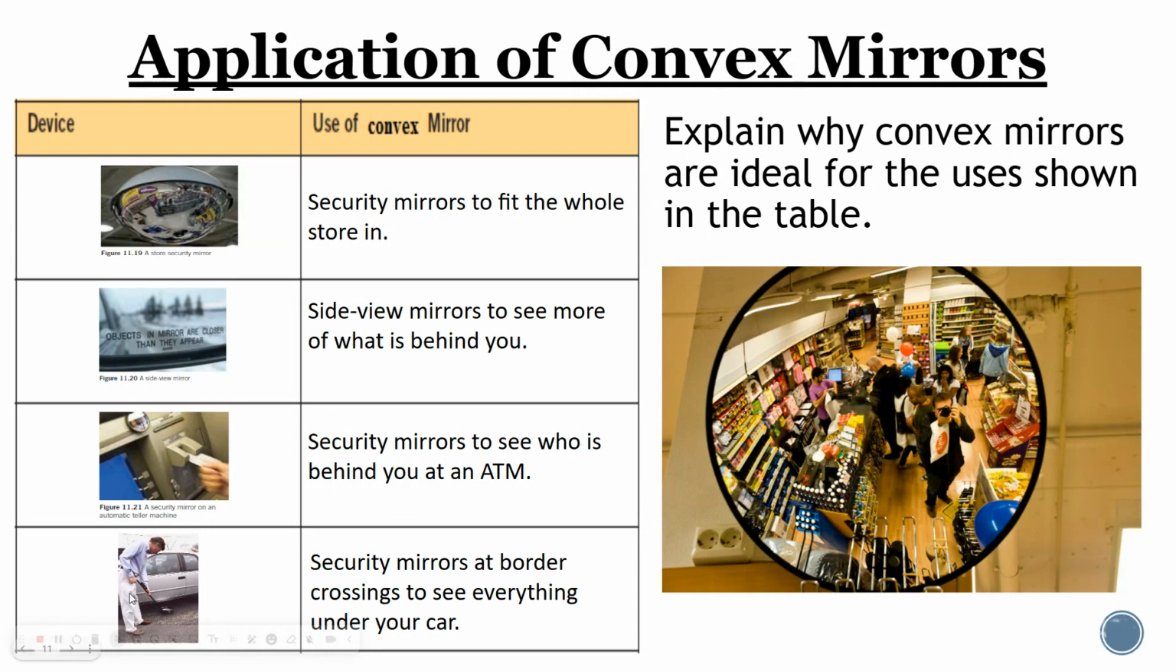Over here, this is someone at the border checking under the car to see if there's anything hidden under there. There's a convex mirror that makes everything smaller and fit into the mirror, so you can see the whole underside of the car without having to bend down. You can get a better view of all the different corners in there as well. And again, that's all because of the characteristics that the convex mirror provides.